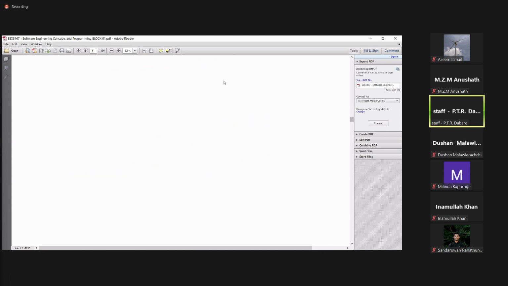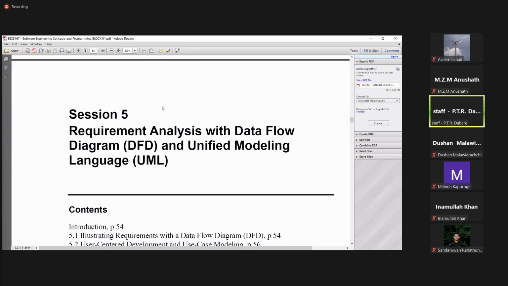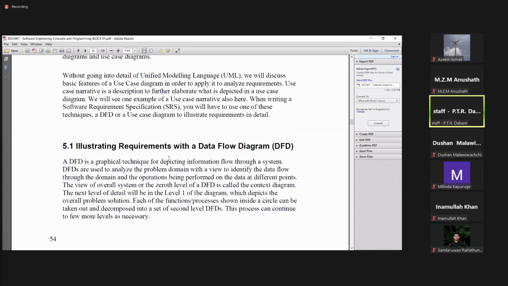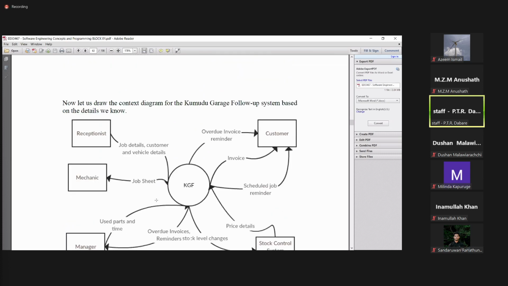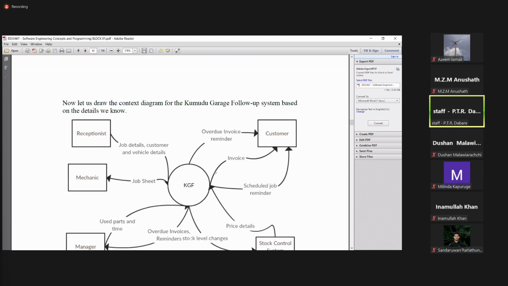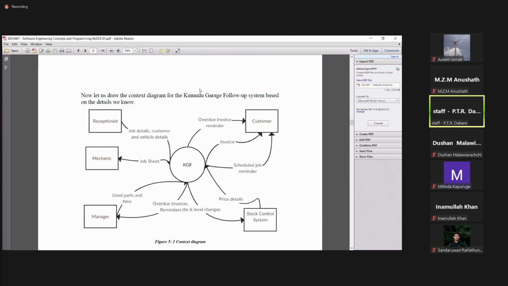See, requirements analysis with data flow diagram and UML. This is the context I explained. I hope that you can remember this one. This is a DFD, data flow diagram. So actually, before you go for use case diagram, even you can draw a DFD and understand who are the people involved, who are the systems involved. Outside you can put them.